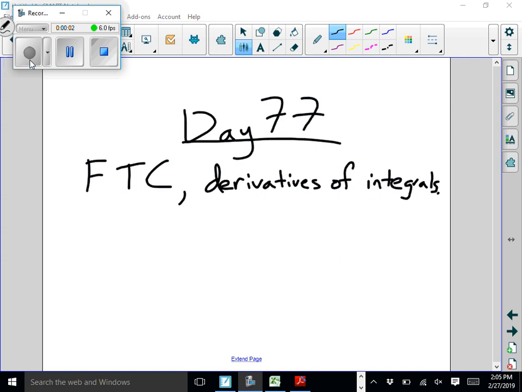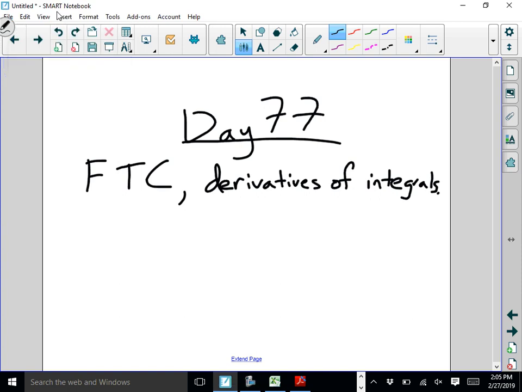77. Today we're going to look at that other piece of the fundamental theorem of calculus that we haven't talked about yet, and that is derivatives of integrals. I want you to just think about this really quick. Let's say we have a function, and then we do the integral of that function. Then we do the derivative of the integral of that function. What's going to come out of that?